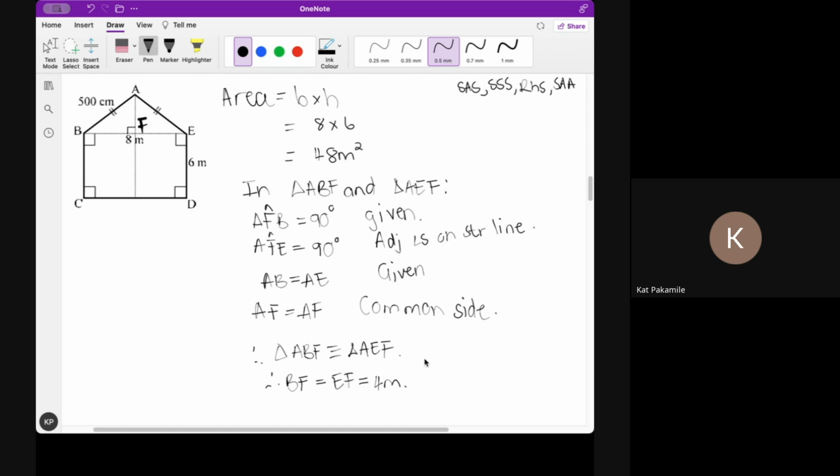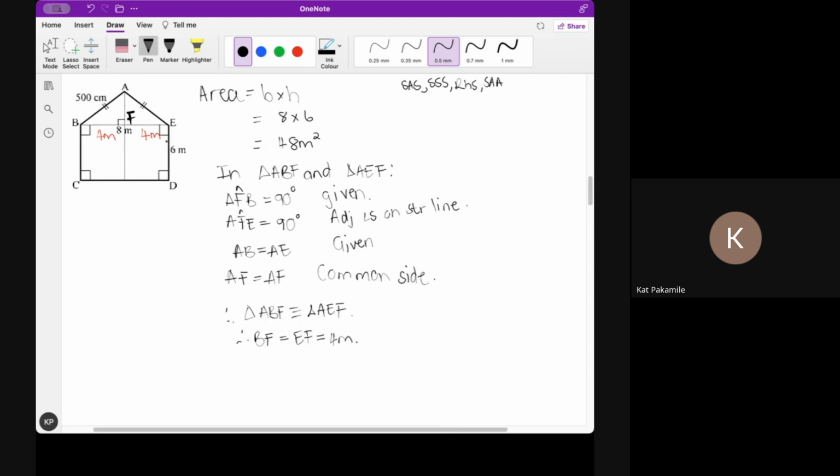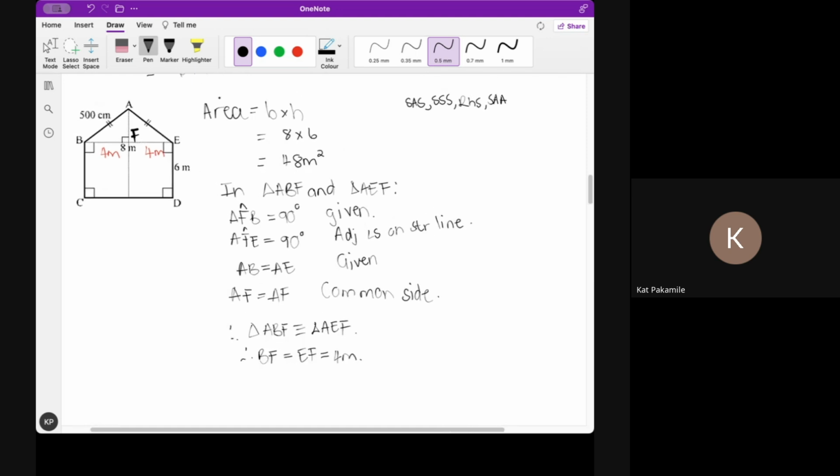And then I can say, therefore, BF is in fact equal to EF, which means they have to equal 4 meters. I'm going to write it in a different color because the colors are starting to get to my head. 4 meters and 4 meters. Great! Now we get to the conversion. How do we get from 500 centimeters to meters? Divide by 100.